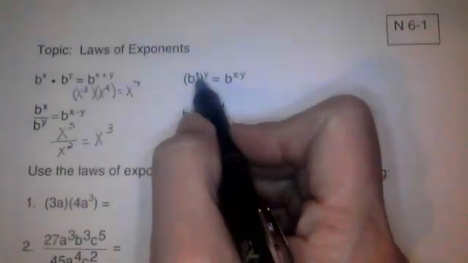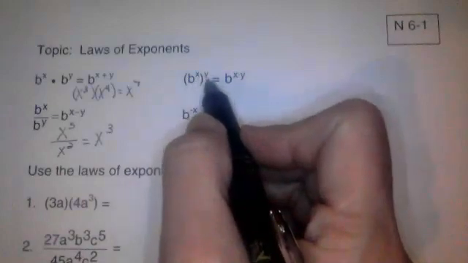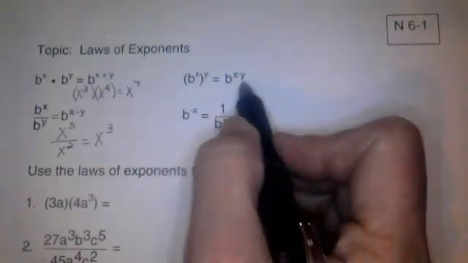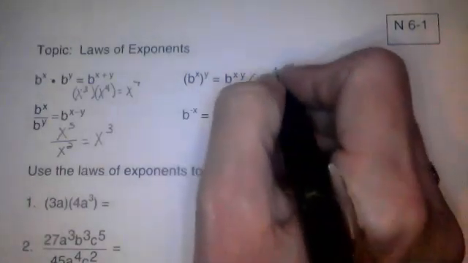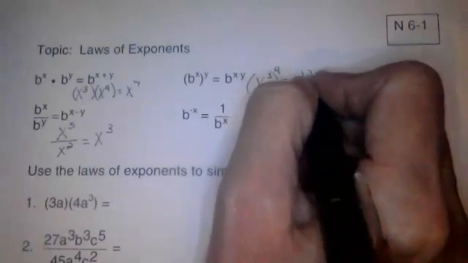Whenever I have an exponent raised to another exponential power, a power to a power, then I multiply. So this would be something like x to the third raised to the fourth gives me x to the 12th power.